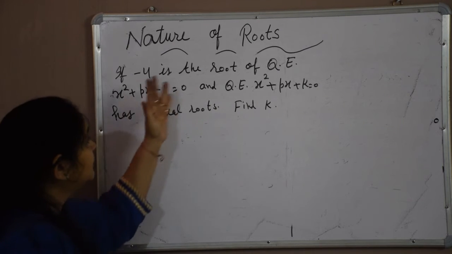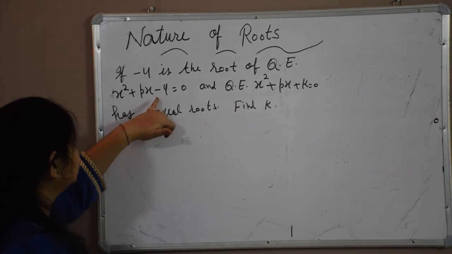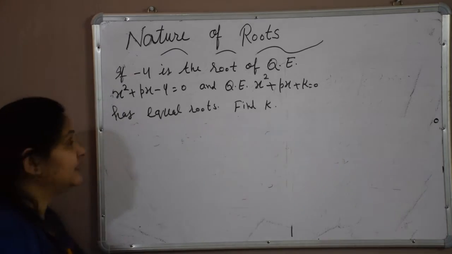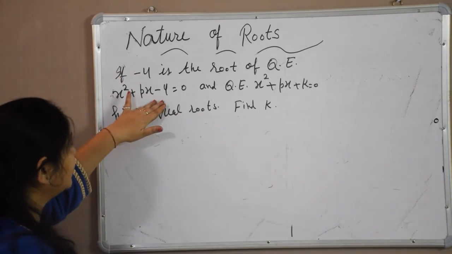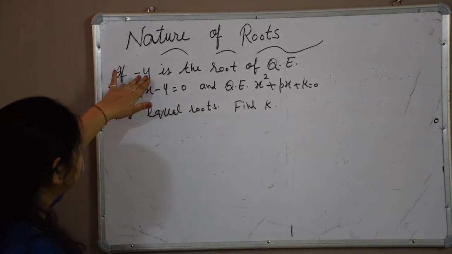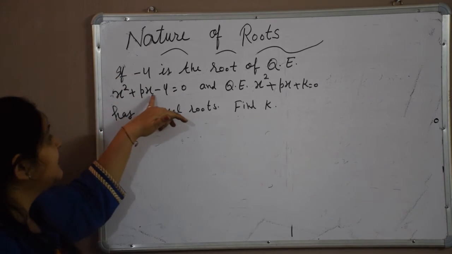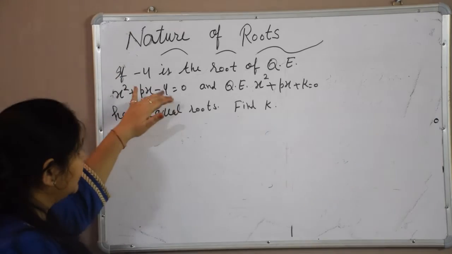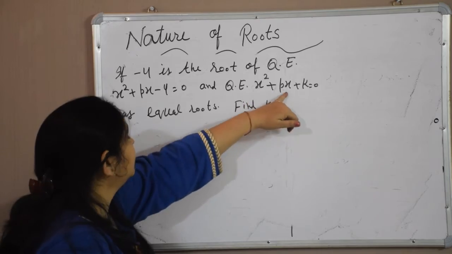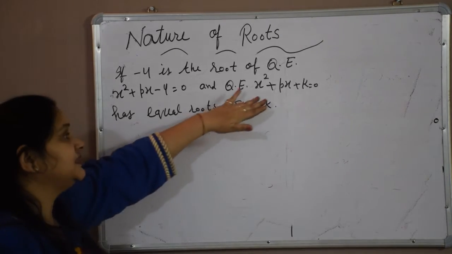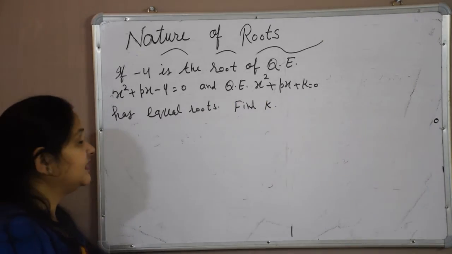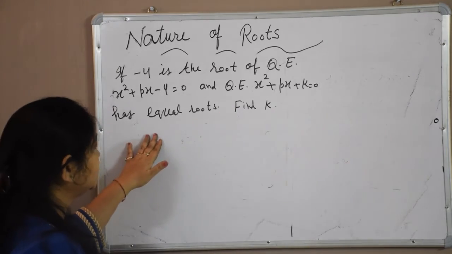Here minus 4 is the root of this quadratic equation. It is already given that minus 4 is the root of the quadratic equation. By using this root, we can find the value of p. I will tell you how. And this other quadratic equation has equal roots. It is also given. There is one condition, that the quadratic equation has equal roots.